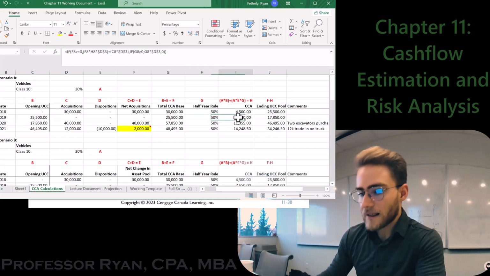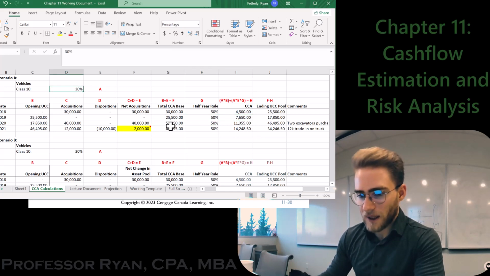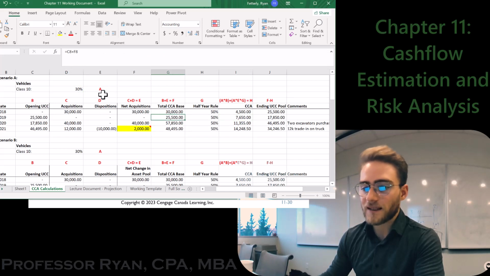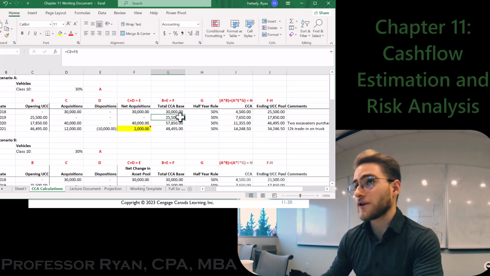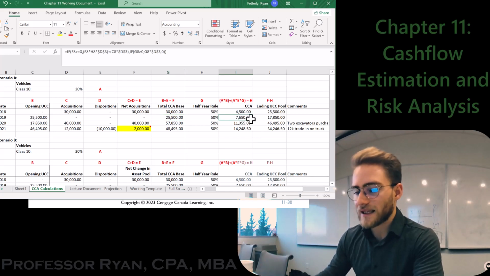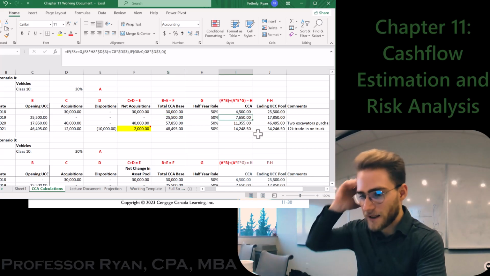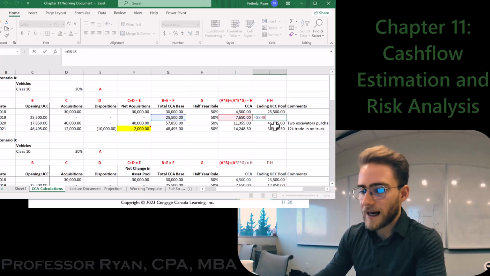So in this case, all I'm doing to calculate the CCA is taking this 30% here, multiplying it by the $25,500, because I can use the full rate, not the half-year rule, because it's not an acquisition during the year. So I get a total CCA deductible of $7,650, and then my ending amount is the $25,500 minus the $7,650. And I get an ending balance of $17,850.